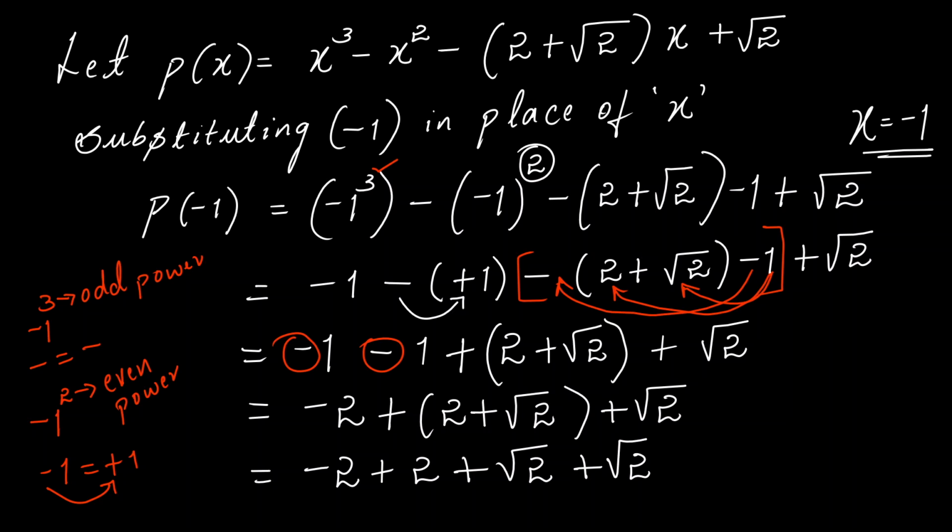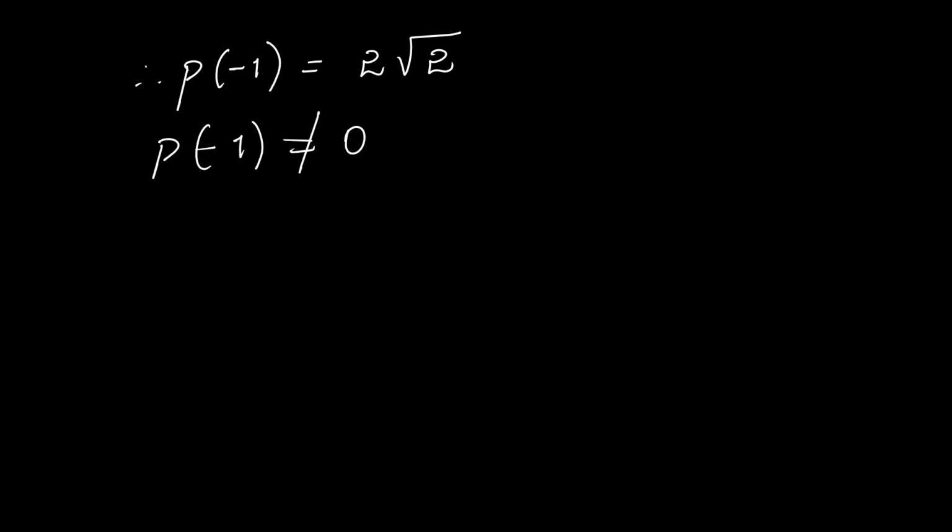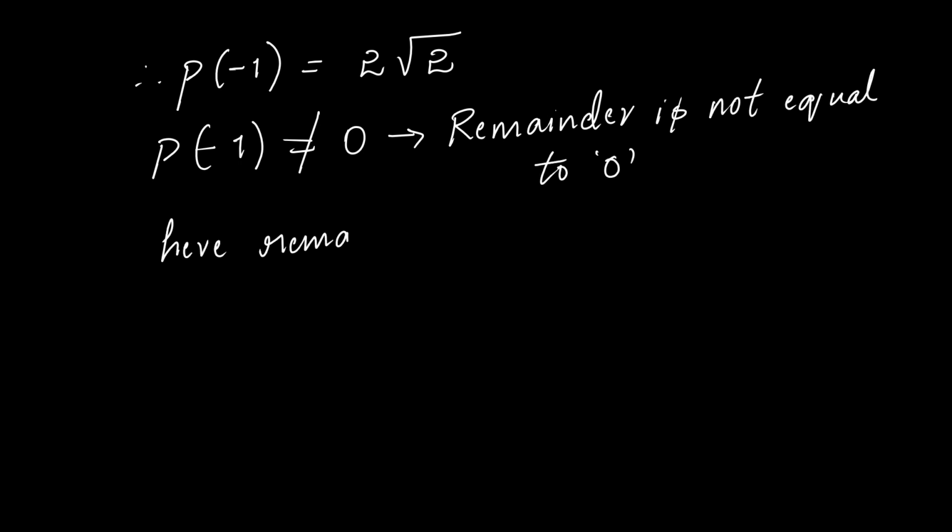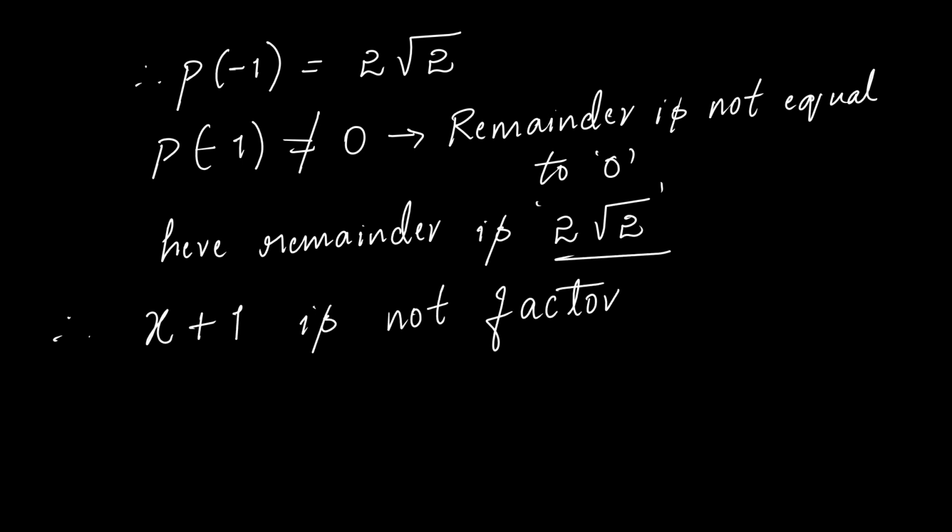Now we are cancelling minus 2 and plus 2. Here we get root of 2 plus root of 2. What is root of 2 plus root of 2? We have 1 and 1. So 1 plus 1 is 2. We have 2 root of 2. So you have to write 2 root of 2. So therefore p of minus 1 is equal to 2 root of 2. So again the remainder is not 0. Here the remainder is 2 root of 2. We didn't get 0. Therefore x plus 1 is not a factor. Even though this question looks complicated, same method, same logic.